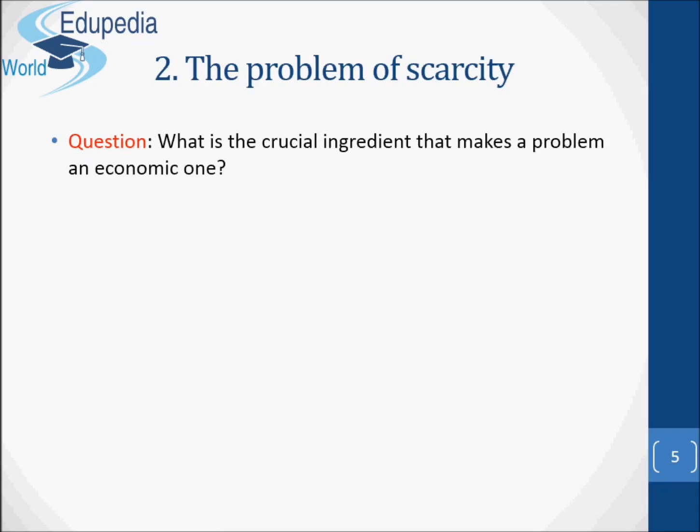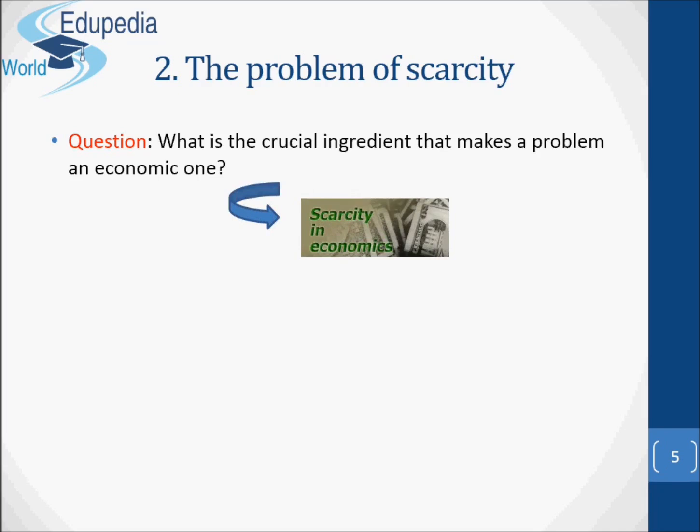What is the crucial ingredient that makes a problem an economic one? The answer is that there is one central problem faced by all individuals and all societies, and from this one problem stem all other economic problems. This central economic problem is the problem of scarcity. This applies to all countries of the world, no matter how rich. For an economist, scarcity has a very specific definition.